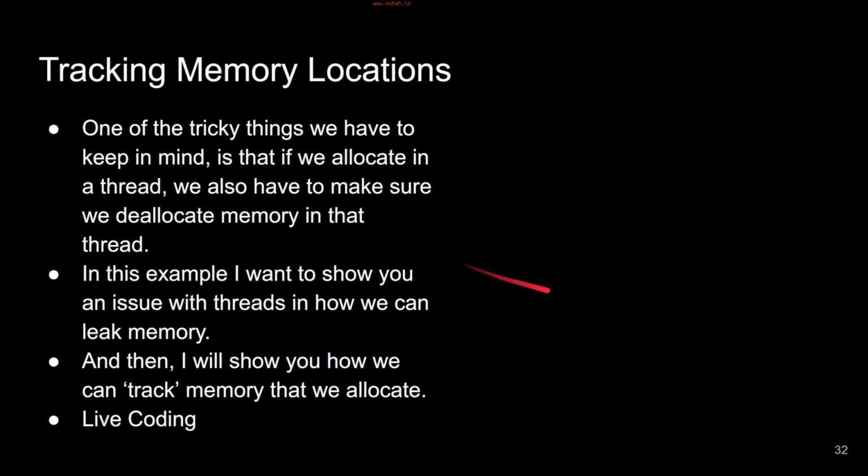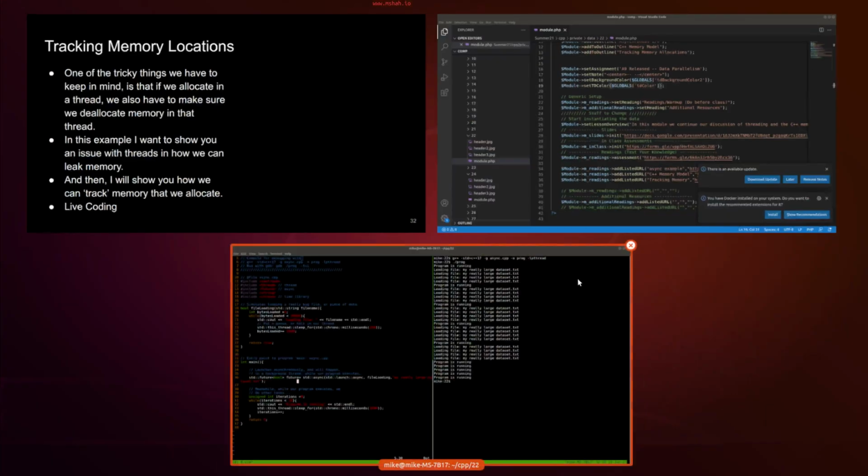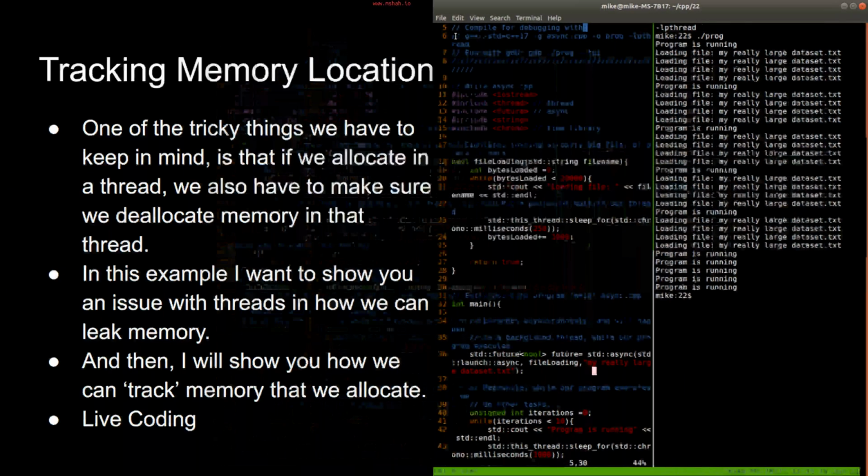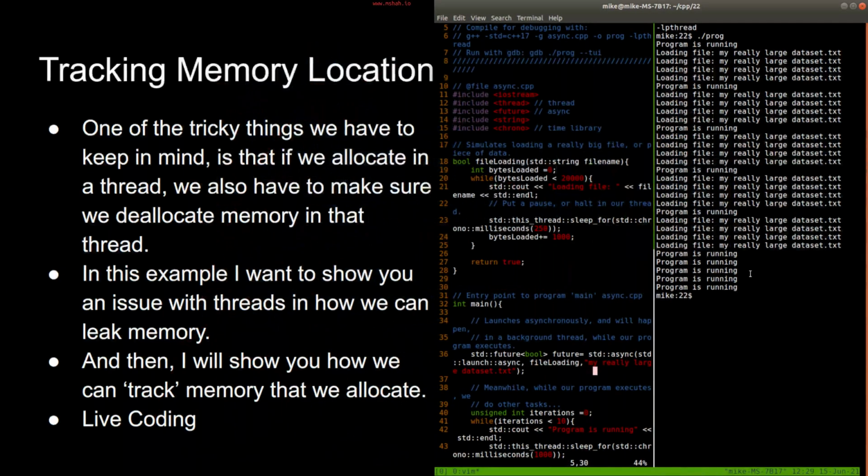So we still have that issue, just like when we called functions. The good news is I don't even need to use a thread example for this, but instead I'm going to set up another example for showing you how to track memory.